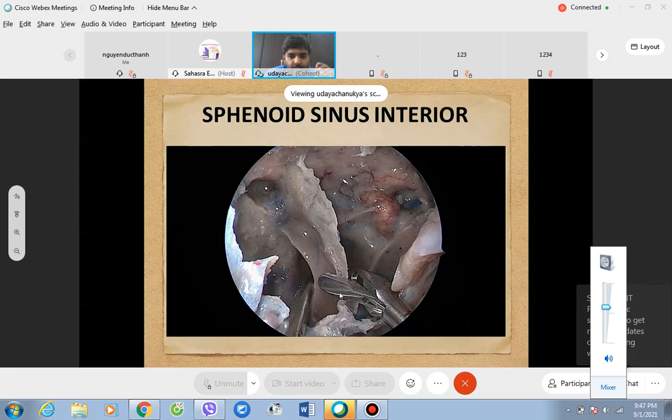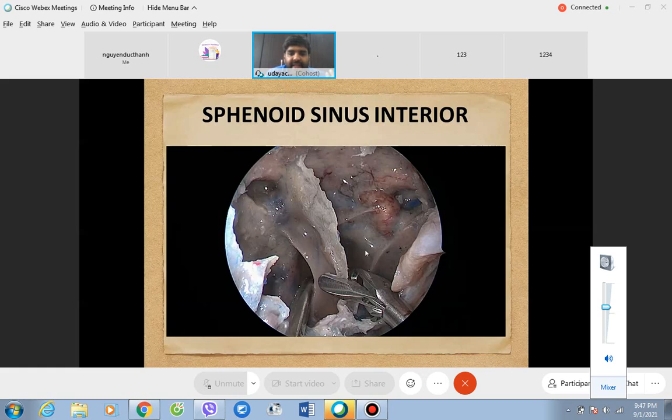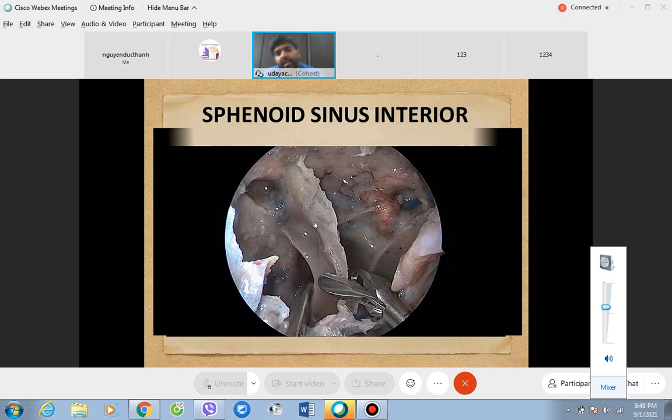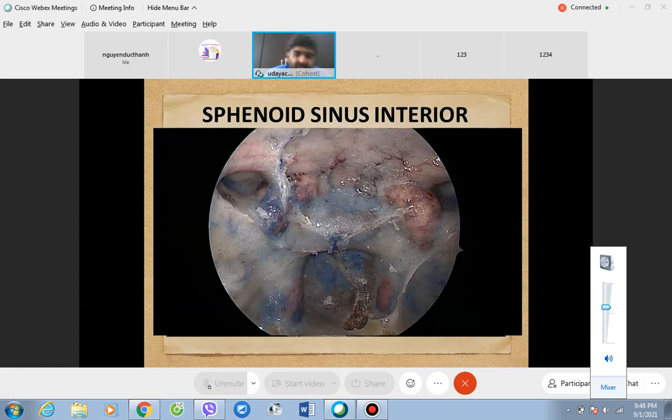So in this, the intersphenoid septum is towards the right sphenoid sinus. That is why the left sphenoid sinus is big. In such cases, we generally say it is a left dominant sphenoid. If this goes the opposite way, it will be a right dominant sphenoid. So once this intersphenoid septum is taken completely, this is how the interior of the sphenoid sinus looks. This was the earlier attachment of the intersphenoid septum.